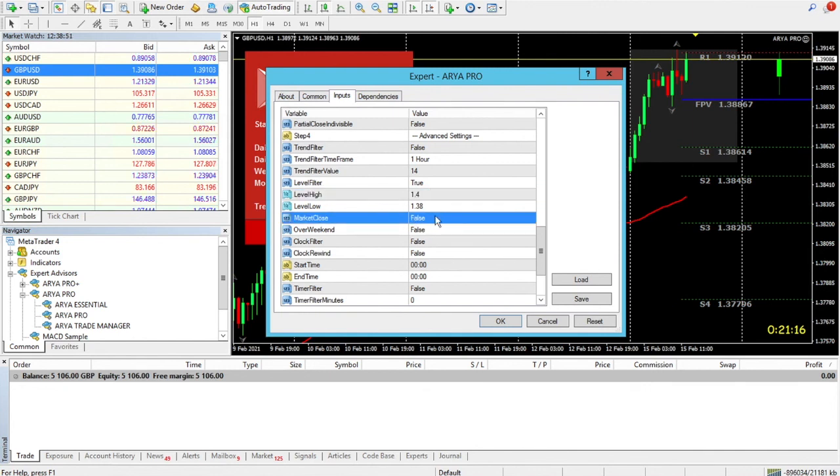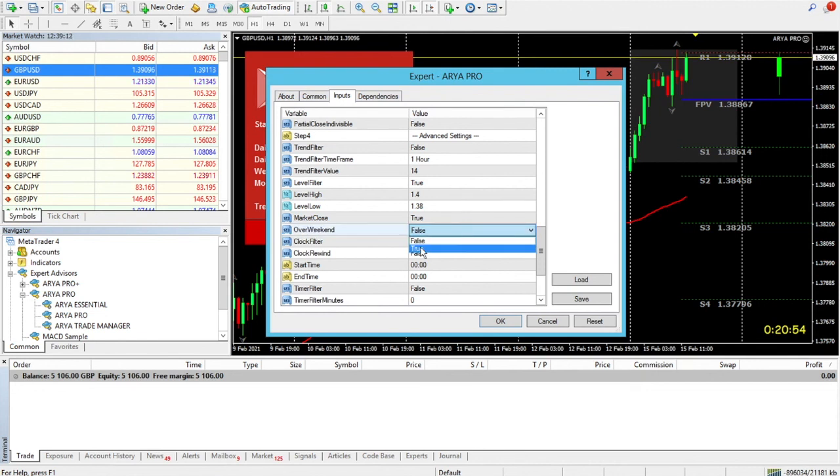If you choose market close and true, ARYA will automatically close open positions 5 minutes before the market closes. Use the over weekend filter, and ARYA will cut off orders and close positions 5 minutes before the market closes on a Friday. ARYA will resume trading at market opening on Monday.